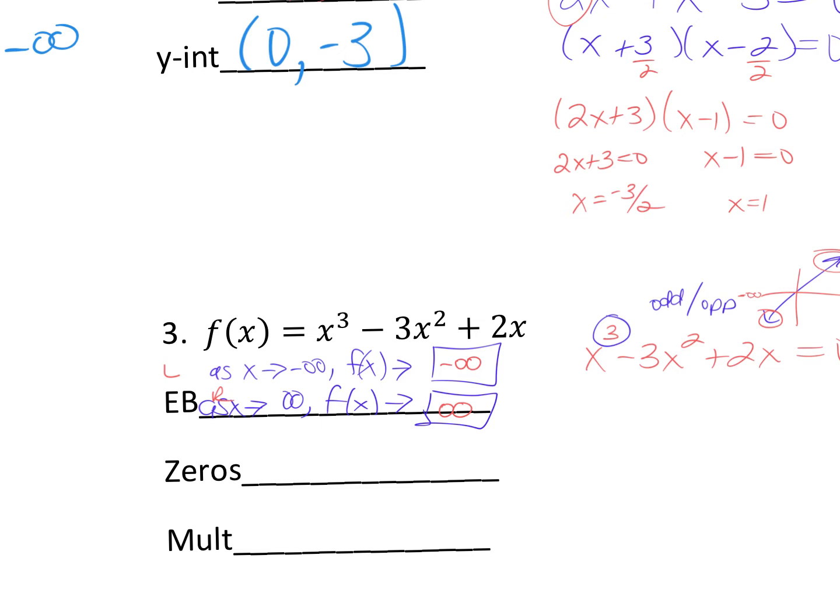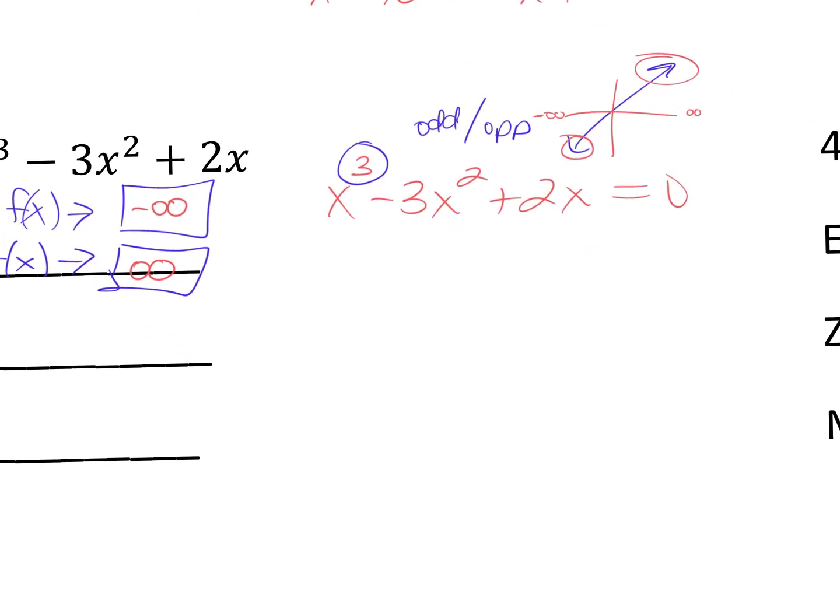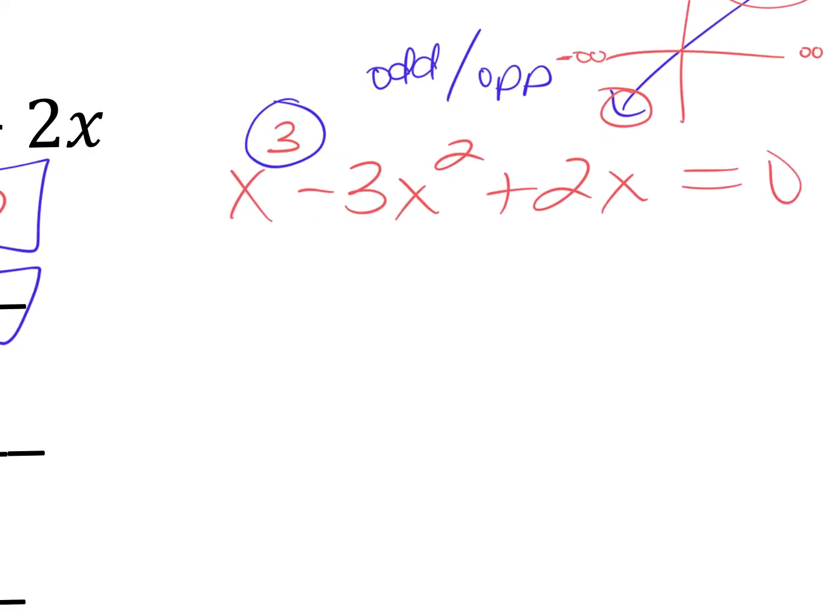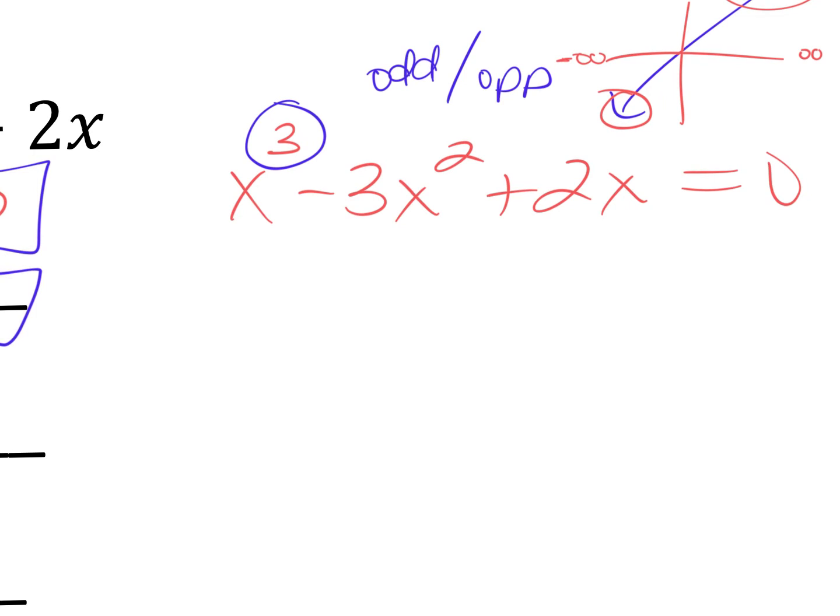In this case, how many answers should we have? 3. How do you know that? Because the highest exponent's a 3. Good. So, if we're going to factor, what's the first thing we do? Take out a common. What do they have in common? X, okay. Then I'm left with x squared minus 3x plus 2 equals 0.